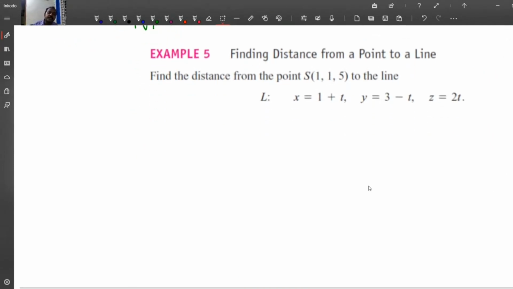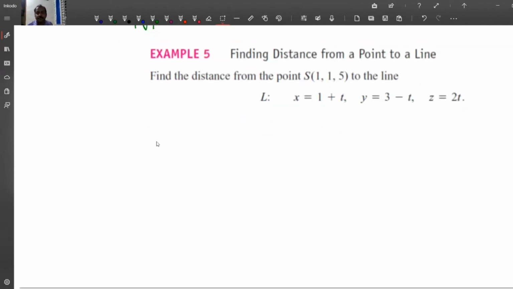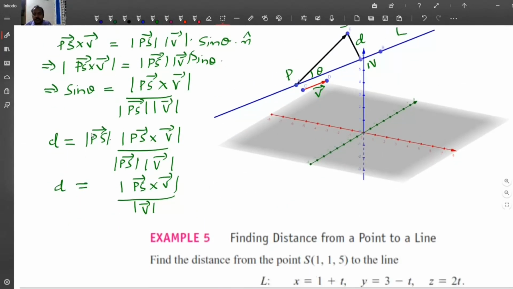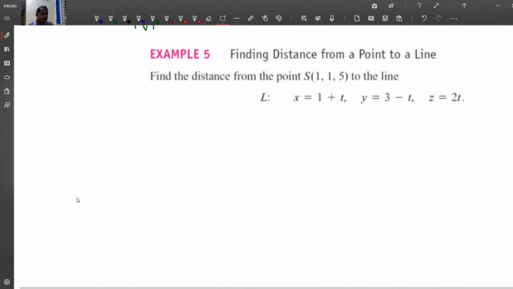So we are going to find the distance from a point S to a line L, where the point S is (1, 1, 5) and the line L is x equal to 1 plus t, y equal to 3 minus t, z equal to 2t. So here, draw a line.